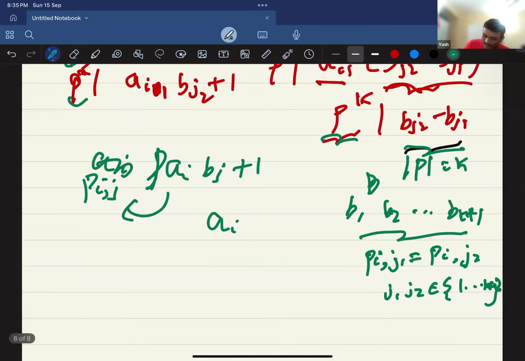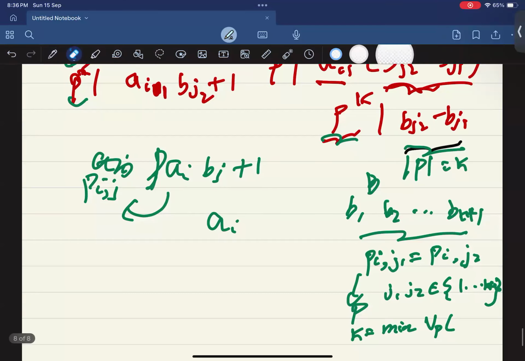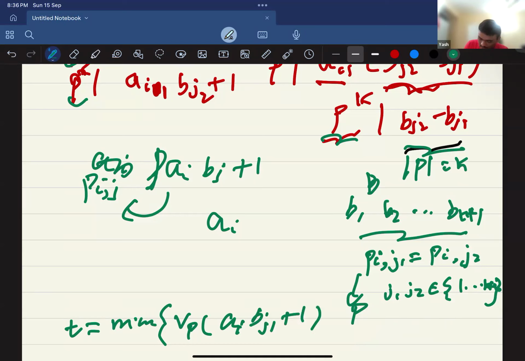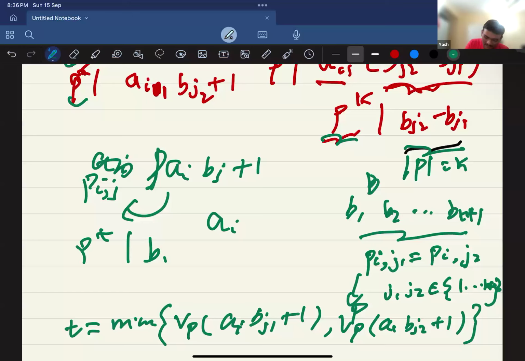So basically with that, let's call that prime p. Then I consider p to that vp thing. I'll write t to be the minimum of vp of a_i, b_{j1} plus 1, and then vp of a_i, b_{j2} plus 1. Do you see that? Then I'll have that p to the t divides b_{j1} minus b_{j2}.